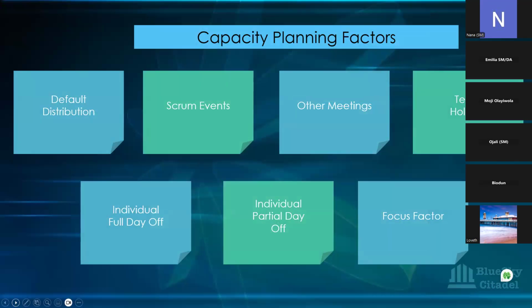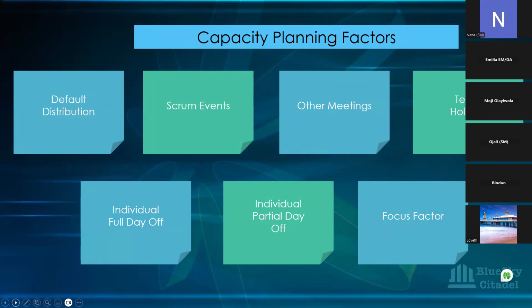And then we just want to look quickly at some of the factors that affect it. I said there are some factors that you need to consider when you're planning your team's capacity. The first one is the default distribution. So your default distribution is the standard hours you're expected to work as an employee in any organization. You resume at 9, you close by 5, Monday to Friday, you total those hours. So how many hours you do per day will be your default distribution. And then you're looking at the Scrum events.